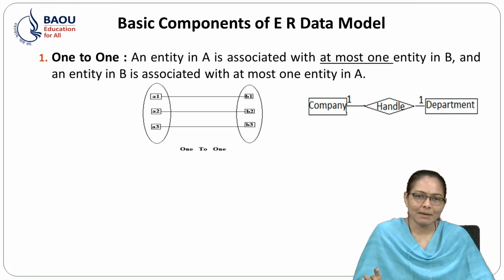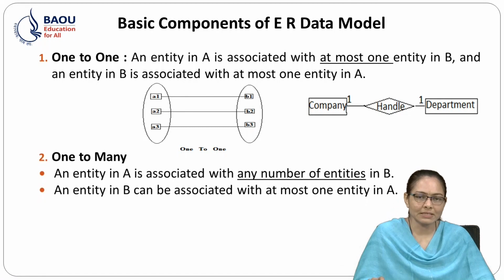Here, for example, one company handles one department and one department is handled by one company. So, it is called a one to one relationship. See in the figure, one to one.